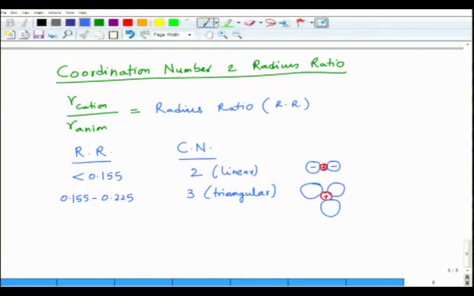So if the radius ratio is between, not a very pretty picture, let me draw it again, something like that. There should be sufficient separation, they are not exactly touching each other, but a small separation. And this is your cation, this is triangular coordination. So basically they make a triangle, and between that you have this cation.